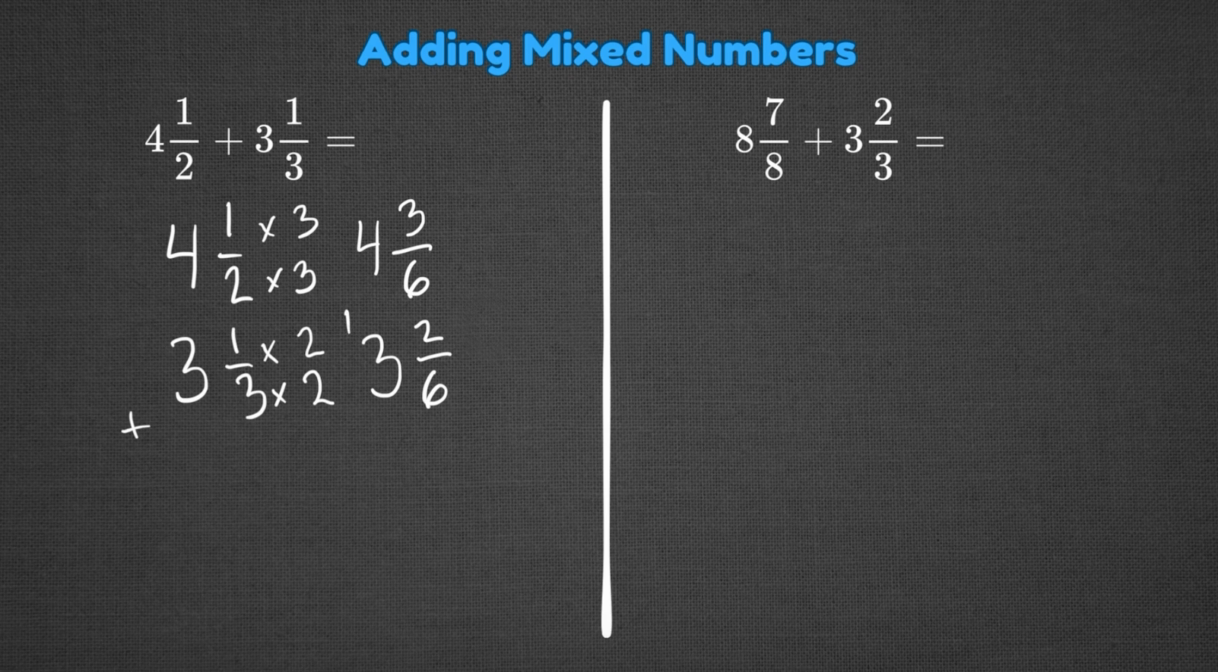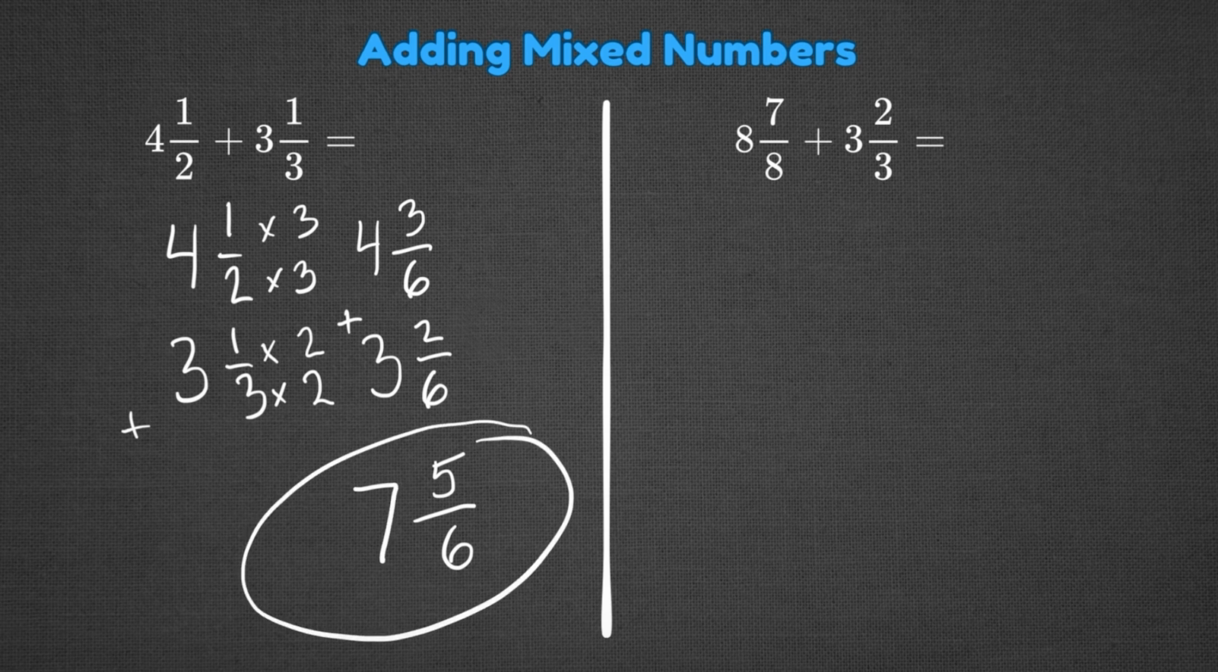Okay, so let's add these together. I'm going to start by adding the fractions together. 3/6 plus 2/6 gets me 5/6. And I'm going to add the whole numbers. The 4 and the 3 get me 7. 4 and 1/2 plus 3 and 1/3 equals 7 and 5/6.